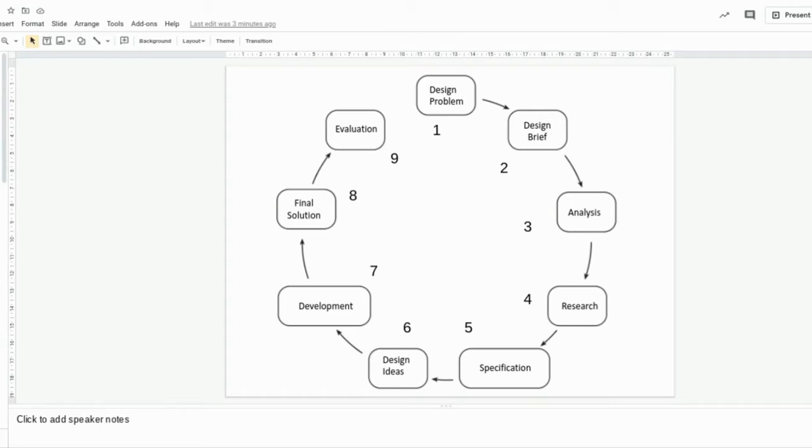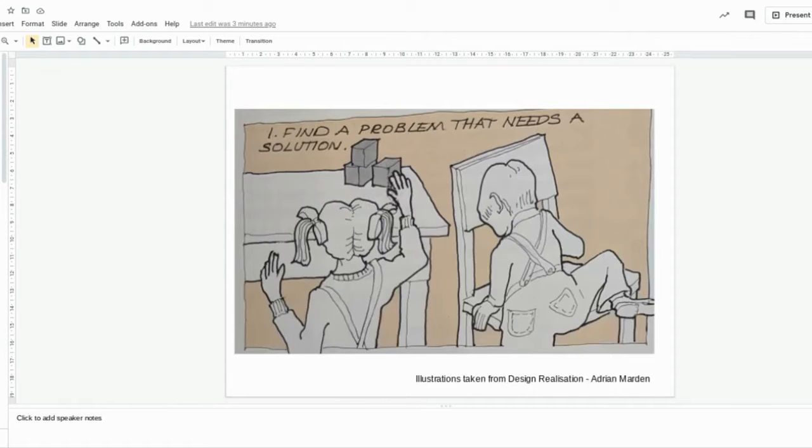So I'm just going to take you through some illustrations that hopefully help you understand the design process and will allow you to follow. Okay, so first of all, hopefully you've identified a problem that needs solving. So in this case here, you can obviously see that there's two toddlers or young persons trying to access their toys at the top of the table.